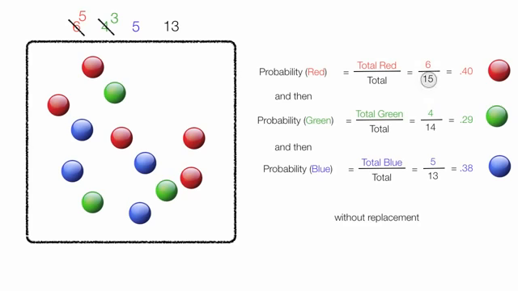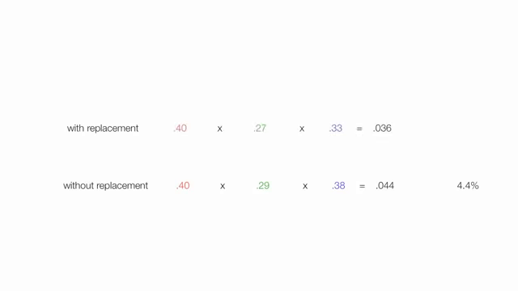Without replacement, the denominator goes down by 1 each time. It's not constant like it was with replacement. Now I multiply these 3 values together. And this is equal to 0.044 or 4.4% without replacement. Let me slide this over so you can compare with replacement and without replacement. I would encourage you to go back and think about why there's a difference in probability between with replacement and without replacement.